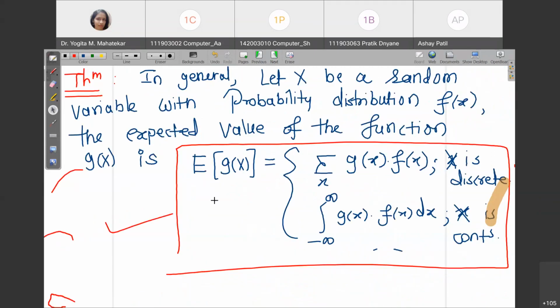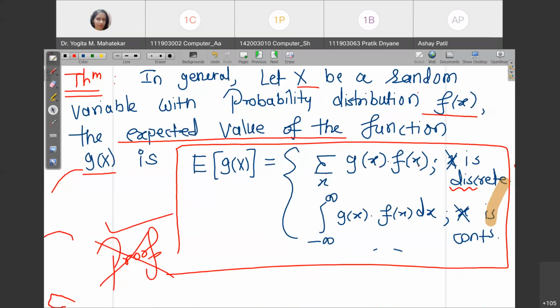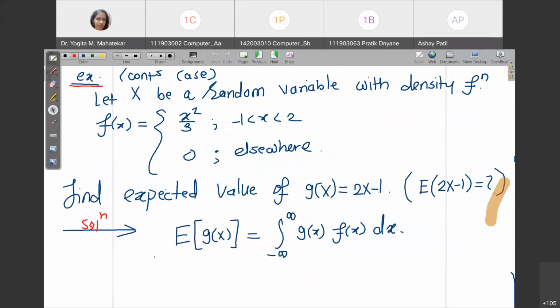Okay, so in general, the theorem is written. In fact, we have seen the motivation or illustration, you can say. So in general, if capital X is the random variable with a probability distribution small f of x, then the expected value of the function g of x is summation gx fx. Now, that is in the case of discrete. In case of continuous, replace summation by integration. So in case of continuous random variable, expectation of a function of a random variable gx is integral from minus infinity to infinity gx into f of x.